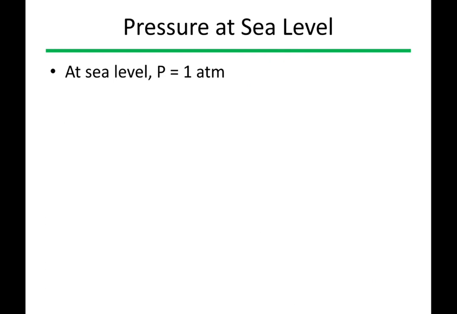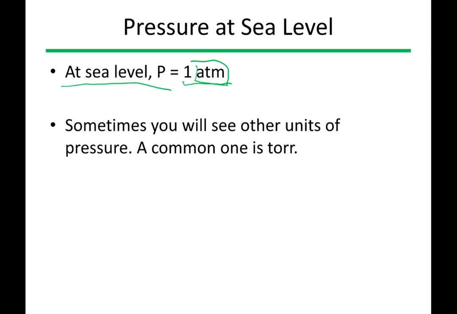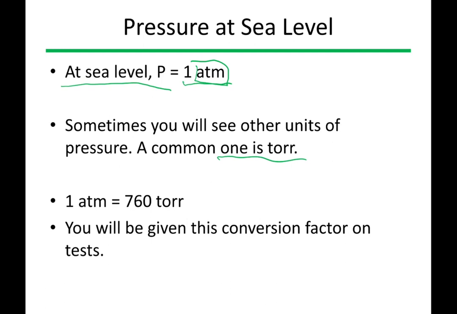The most common unit of pressure that we're going to use is at sea level, a pressure of 1 atmosphere. So this again, 1 atmosphere is a unit of pressure that's a force per area. There's other units of pressure. One common unit is torr, and this is directly related to that millimeters of mercury. So 1 atmosphere of pressure is equal to 760 torr of pressure. If you need to use this conversion factor, you'll be given it on our test.